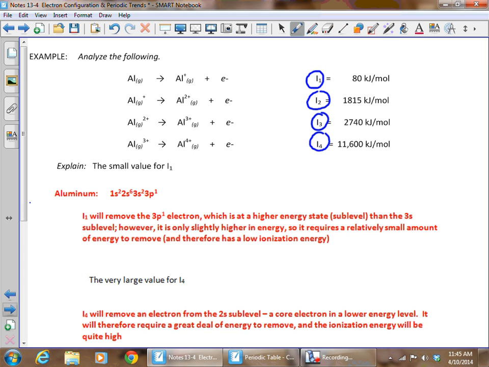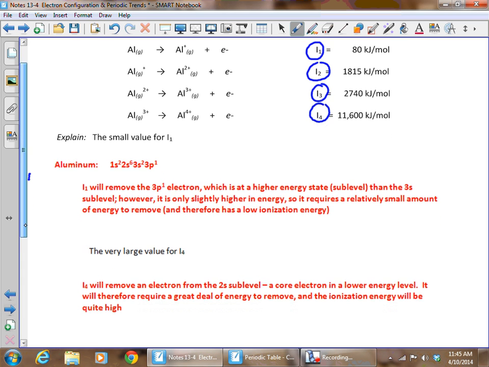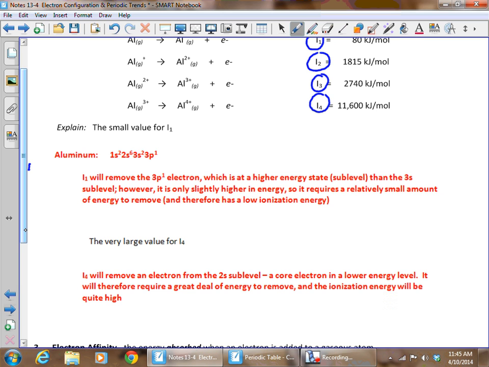So now we look at the explanation for the very large value for I4. So think about which electron is being removed for I4. All of the first three electrons, the 3p1 and both of the 3s2s, are being removed with increasing amounts of energy, because remember, your nuclear charge doesn't change. But as each electron is successively removed, it takes a little bit more energy to remove the next one. But we have a huge increase for I4, but look at what's happening.